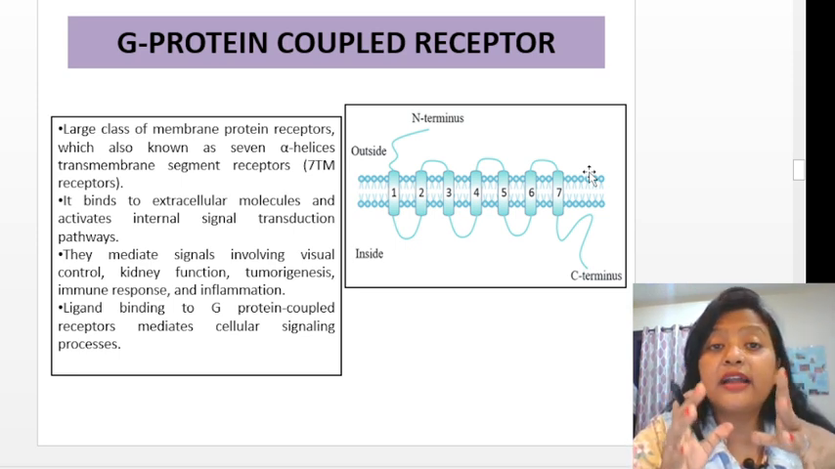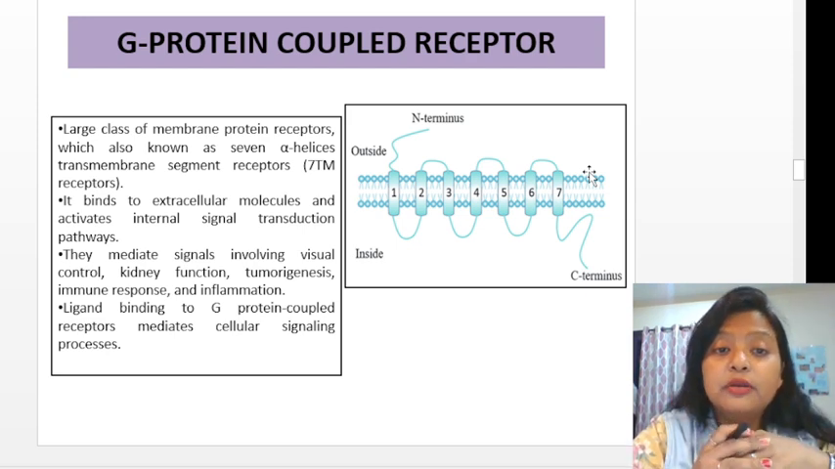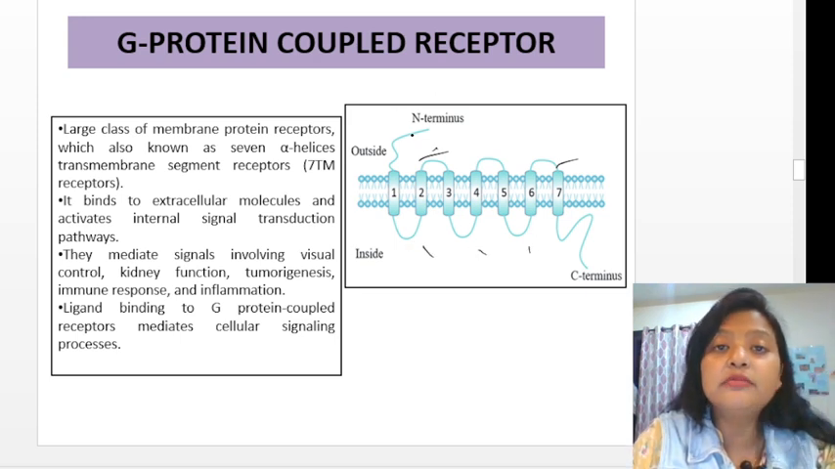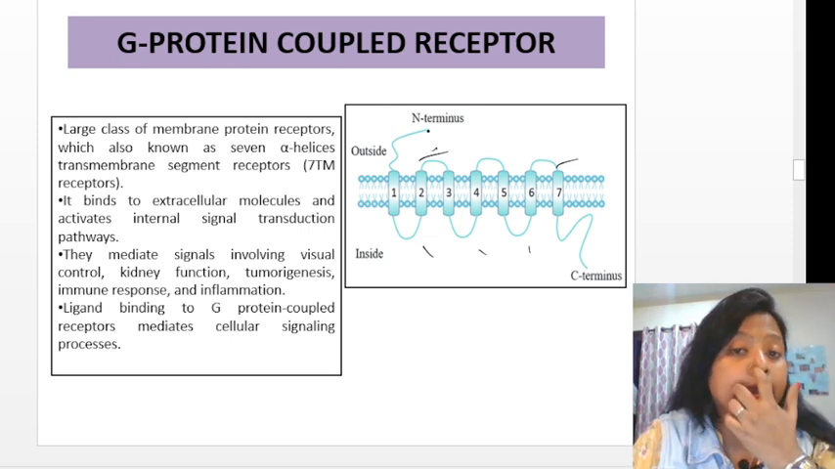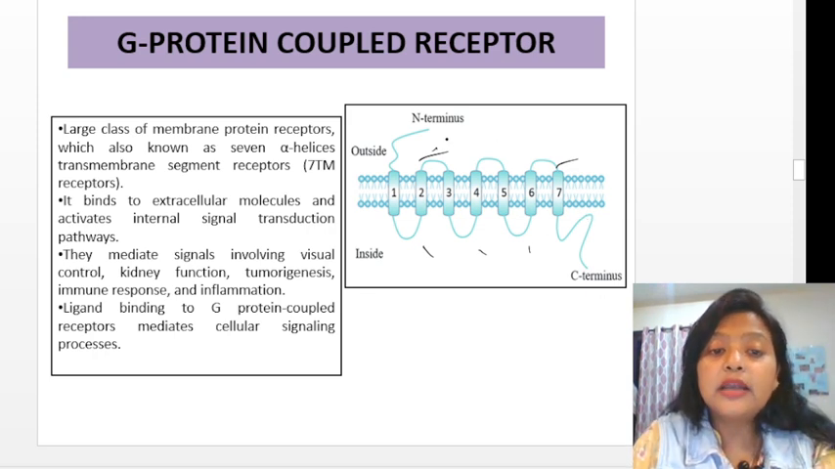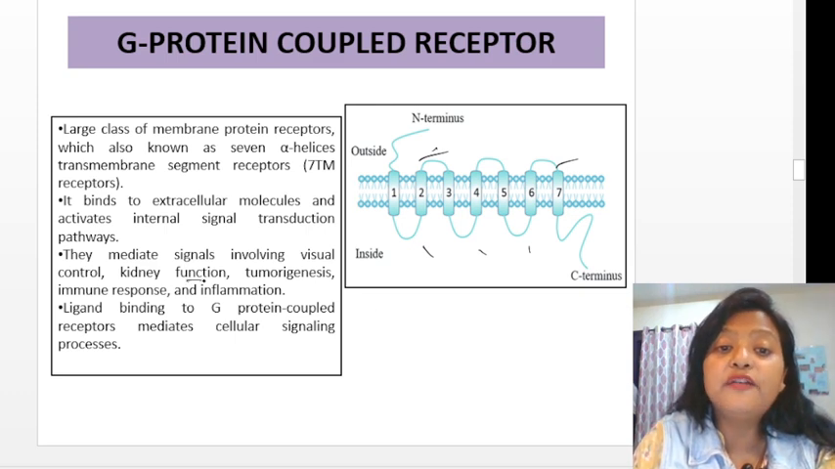What is this? This is a class of membrane protein receptors. They are also called 7 TM receptors. TM means transmembrane. Okay. So what has happened? They have got 7 alpha helices out here. And here you can see how many loops are outside? 1, 2, 3. 3 loops outside and 3 loops inside. Outside is the N terminal and inside is the C terminal. Okay, outside they bind to the ligand, and small molecules and activate, which will lead to the signal transduction pathways. Now, what functions do they help in? They help in visual control, kidney function, tumorigenesis, immune response and inflammation.